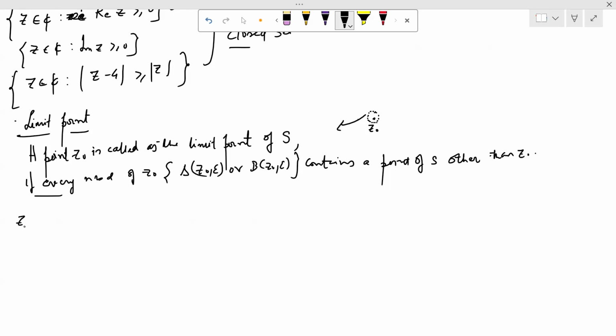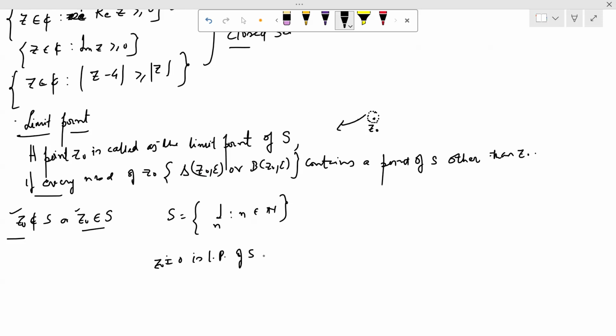Now this point may belong to set S or may not belong to set S. Both of these possibilities are there. You know from sequences also, one very profound example is this. The limit point of this set is 0, and z naught equal to 0 is a limit point of set S, but it is not contained in set S. So it is not guaranteed that if something is a limit point, then it has to be contained in the set. Is that clear till now? Yes, sir. Okay.